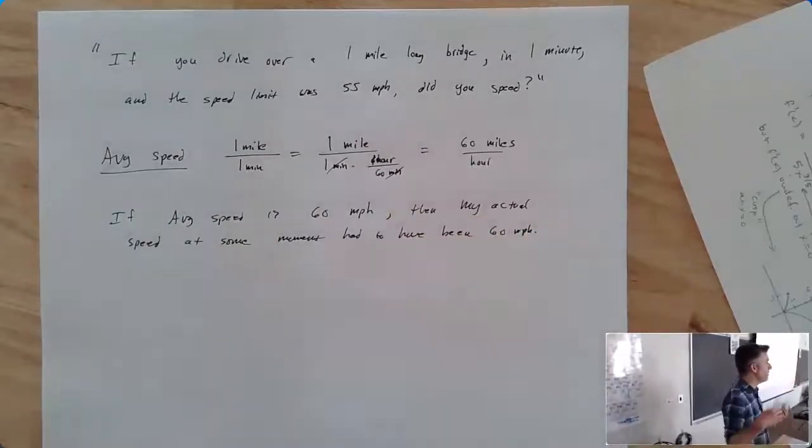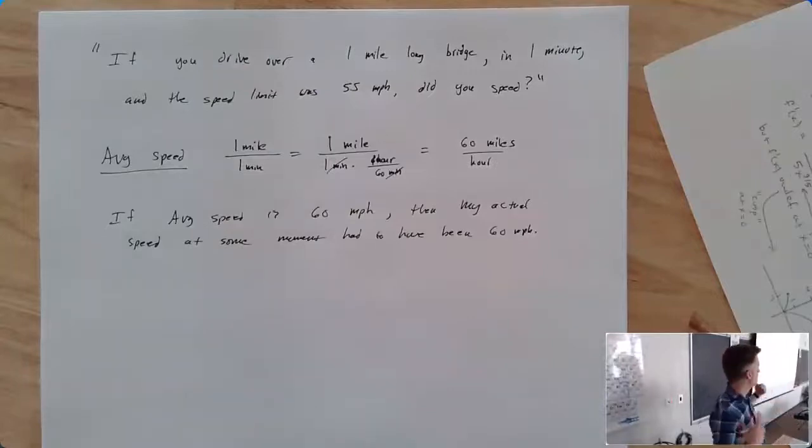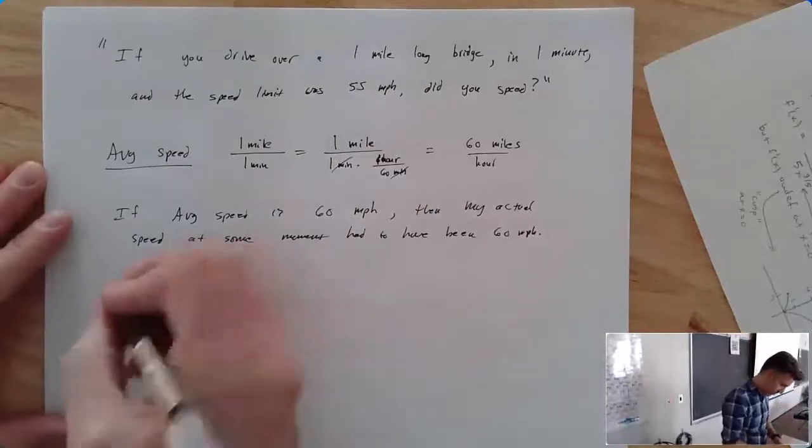Maybe I was going exactly 60 the whole time. Or maybe I increased my speed from 50 to 70 over the course of my 1 mile trip. Or maybe I started at 70 and decreased to 50. But somewhere along the way, I had to hit 60 miles per hour. Graphically, here's what this looks like.